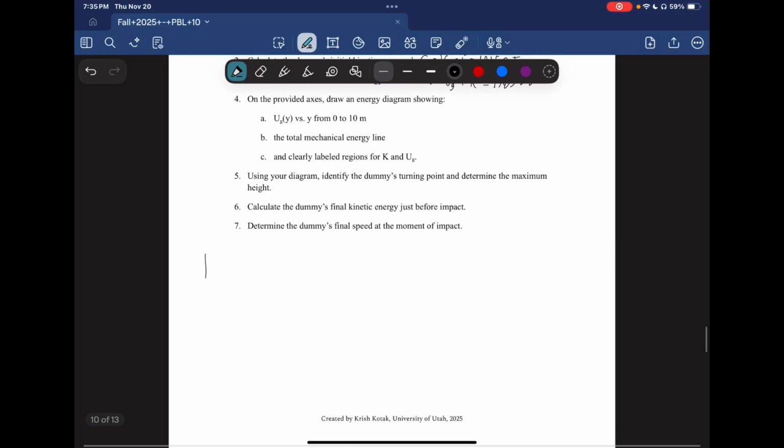Now we're going to draw an energy diagram. So our y-axis here is going to be our height in meters, and the x-axis is going to be our potential energy as a function of our height. Now this is in joules. So the first thing when we're drawing an energy diagram is we want to outline our total energy. So this is our 19,032 joules.